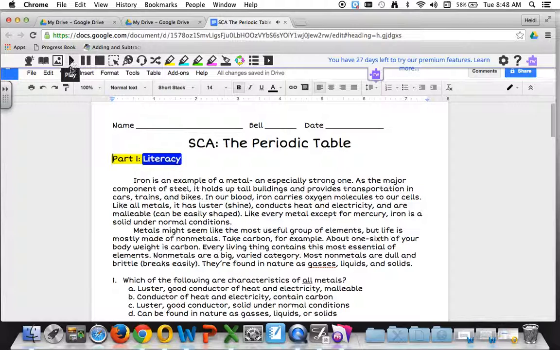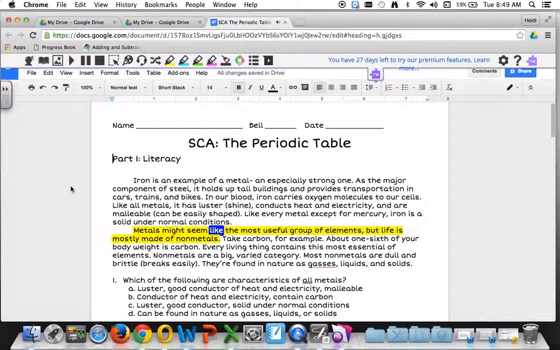Part 1. Literacy. Iron is an example of a metal, an especially strong one. As the major component of steel, it holds up tall buildings and provides transportation in cars, trains, and bikes. In our blood, iron carries oxygen molecules to our cells. Like all metals, it has luster (shine), conducts heat and electricity, and is malleable (can be easily shaped). Like every metal except for mercury, iron is a solid under normal conditions.